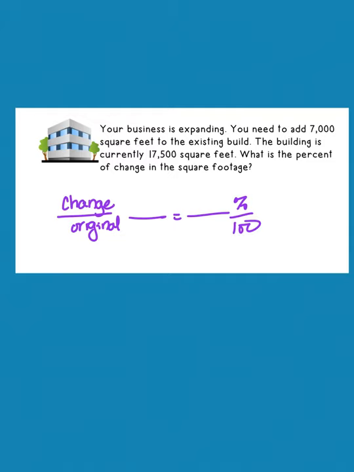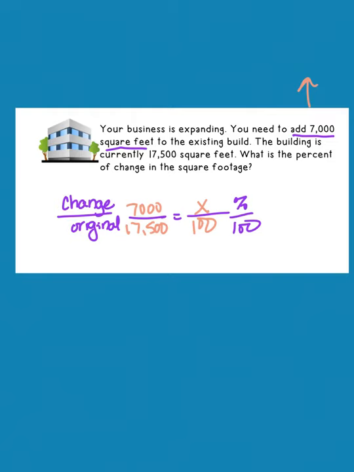Okay, your business is expanding. You need to add 7,000 square feet to the existing building. The building is currently 17,500 square feet. What is the percent of change in the square footage? Now this one's trickier because you need to make sure we're paying attention to what's going on. I'm going to add 7,000 square feet, so that is the change. My change is going to be 7,000 because I'm adding 7,000 feet. So I know it's also a percent increase, right? The original is 17,500, equals x over 100.